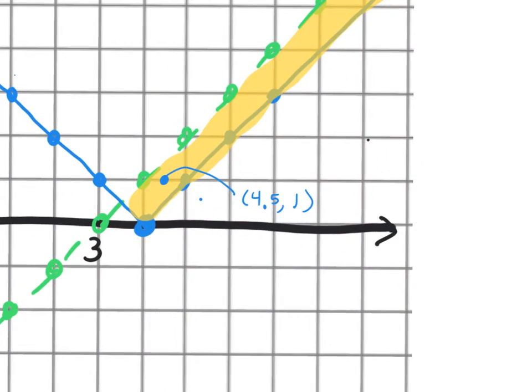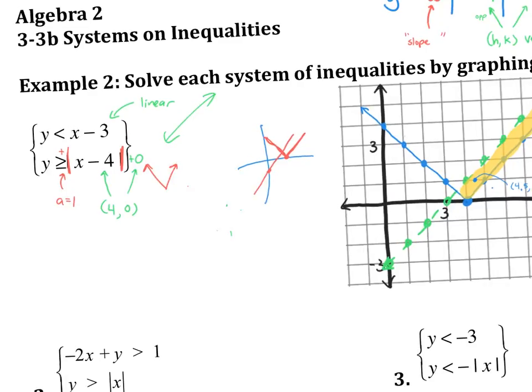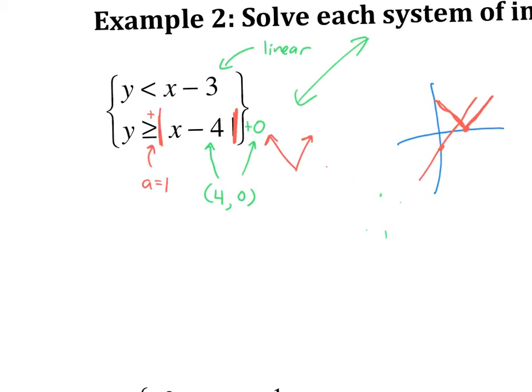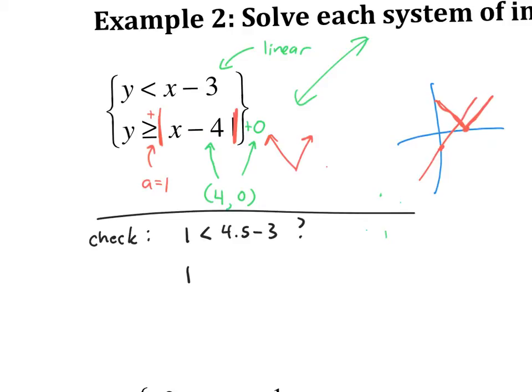So we've chosen a point that's inside in the region. So 4.5 and 1. So I'm going to put the 4.5 there and the 1 there. So the check is this. So the 1 is less than 4.5 minus 3, and I'm going to put a question mark there. 1 is less than 1.5. Check, got that one. And now check the next one. 1 is greater than or equal to 4.5 minus 4, question mark. 1 is greater than or equal to 0.5, fix that, 0.5, and that's a check.